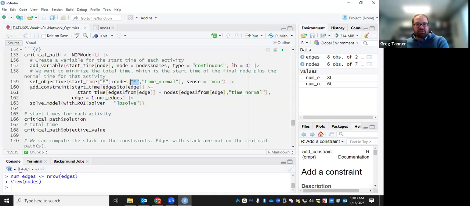And then the only constraints that we're going to have are that we don't start an activity before its predecessors are finished. And so I guess I wrote this kind of the opposite way.